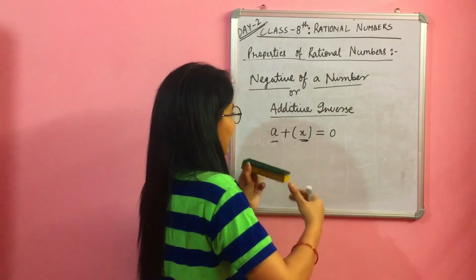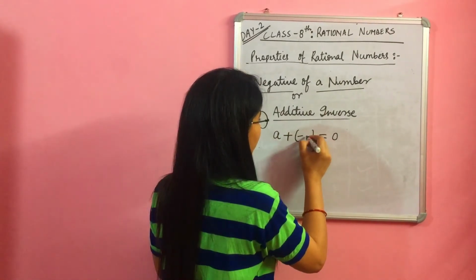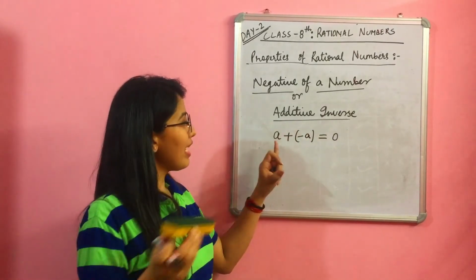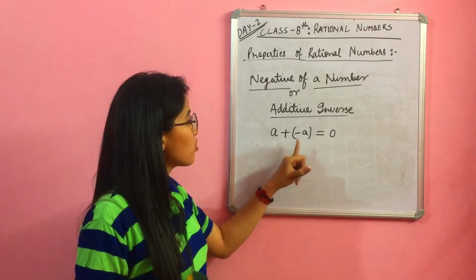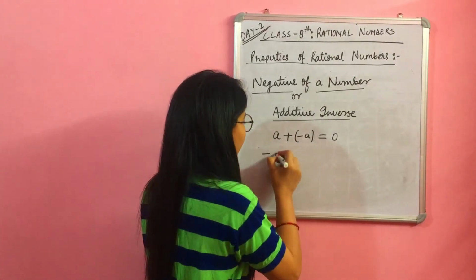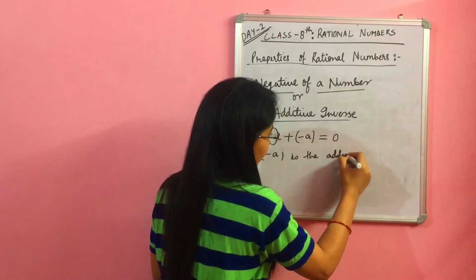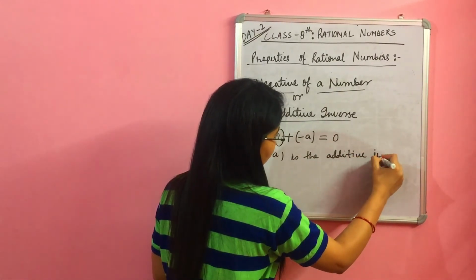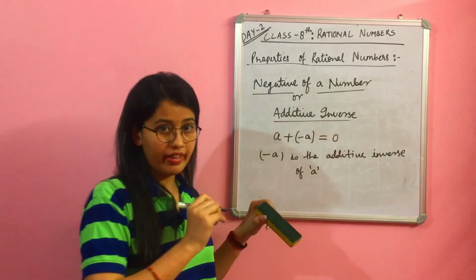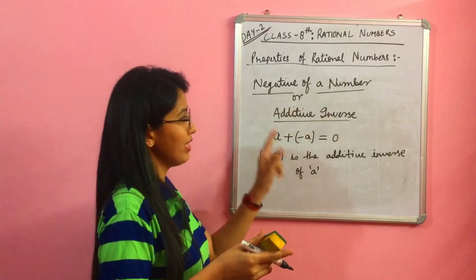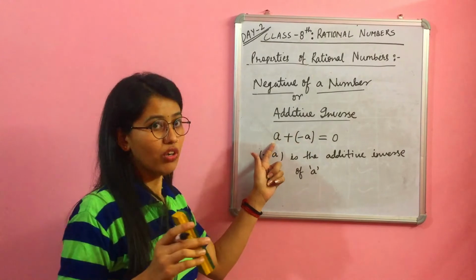Okay, so we can say here, instead of writing x here, I can write minus a, right? So when you add a with minus a, it will definitely give you 0, right? So we can say that this minus a is the additive inverse of the element a. Similarly, negative of a number is the same. We can say that this minus a is the negative of a.